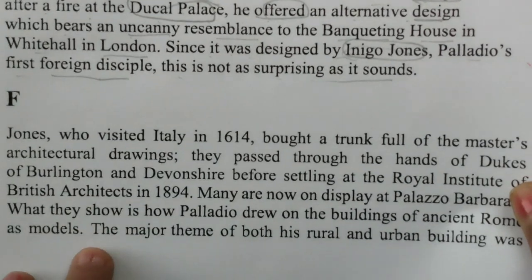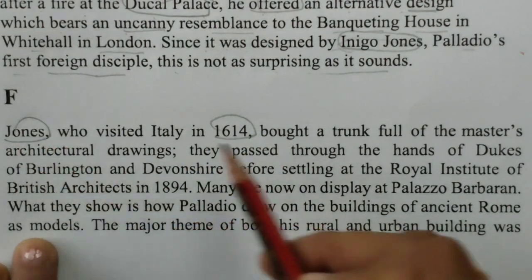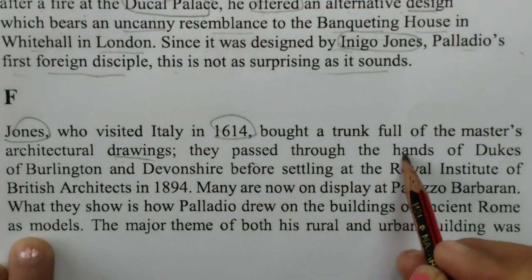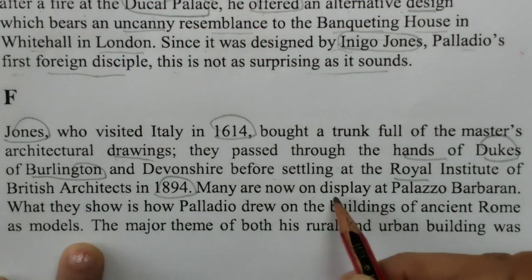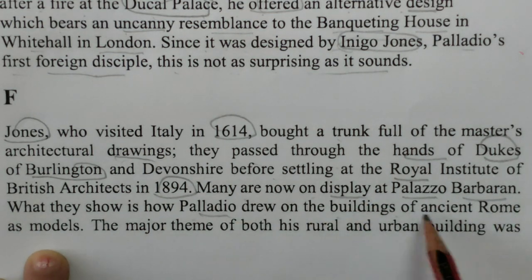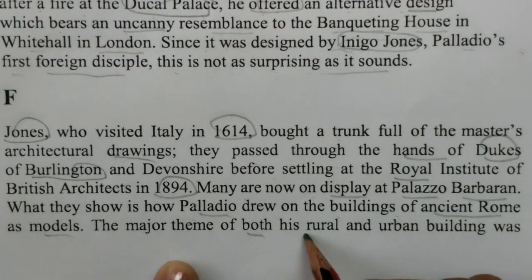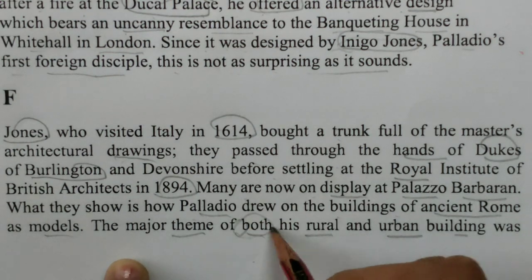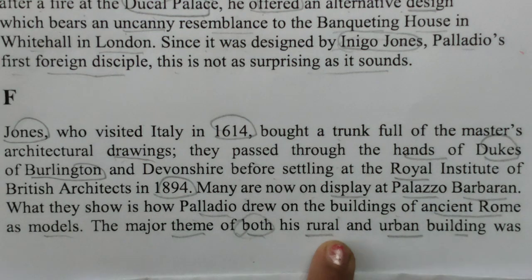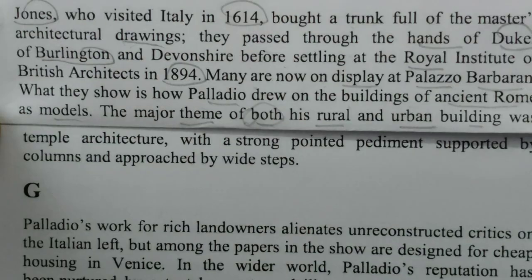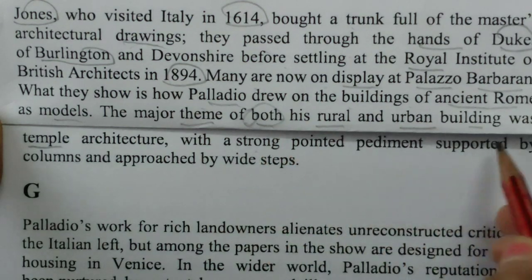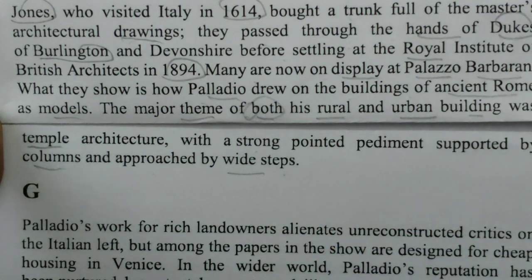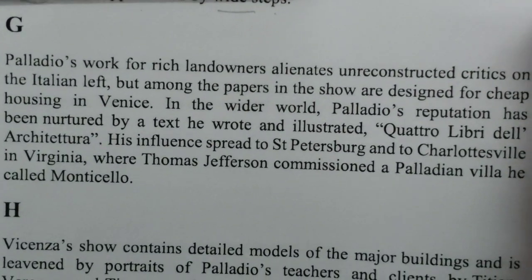So next one is, next paragraph, Jones, okay, a trunk full of the master's drawings. They passed through the hands of the Duke of Burlington, before settling in the Royal Institute, and many are now on display at Palazzo Barbaran. He drew on the buildings of ancient Rome as a model. The major theme of both his rural and urban building was the same sentence, rural and urban building. No, we are looking for poor and wealthy people. So here the major theme of both his rural and urban building was temple architecture, okay, with a strong pointed pediment supported by columns and approached by wide steps. Okay, now nothing is there about it, so let's read the next paragraph.